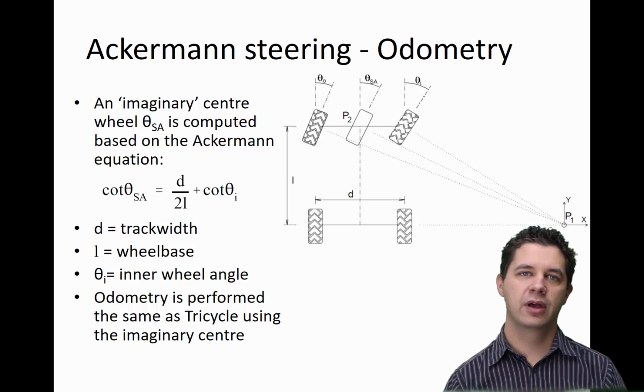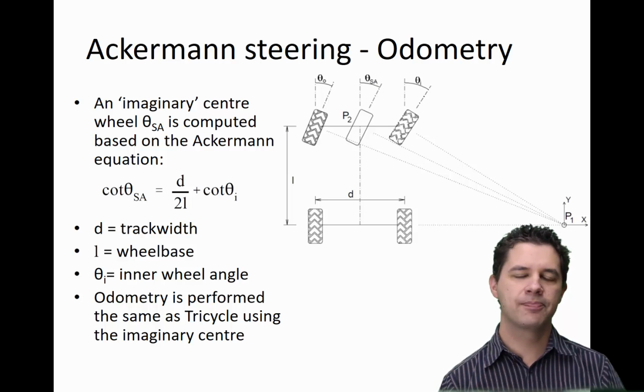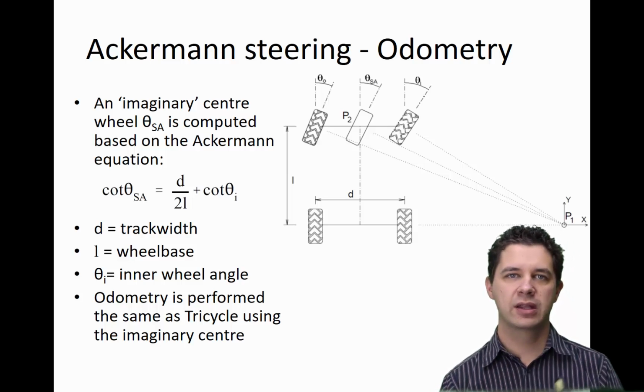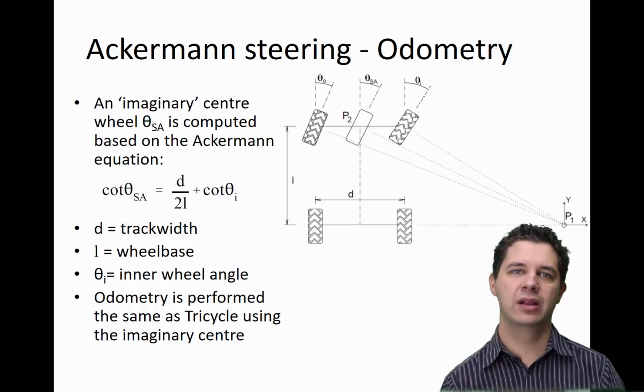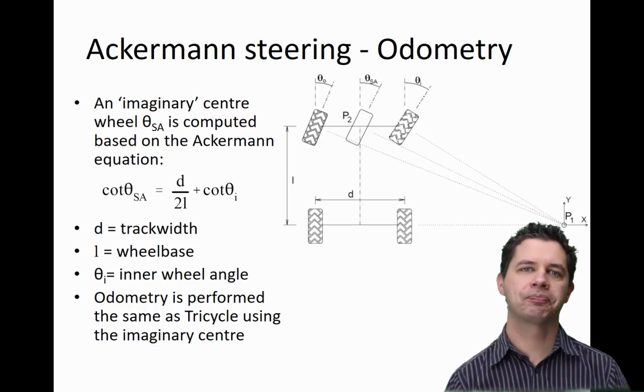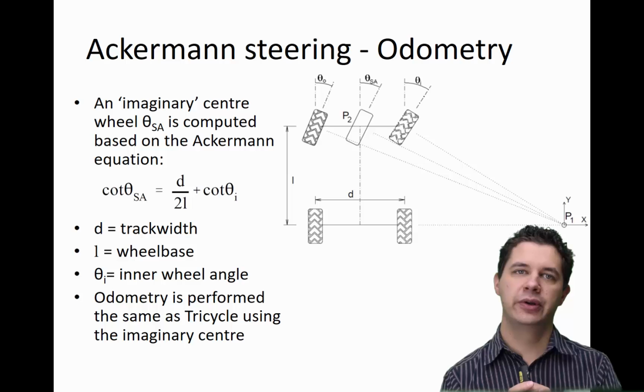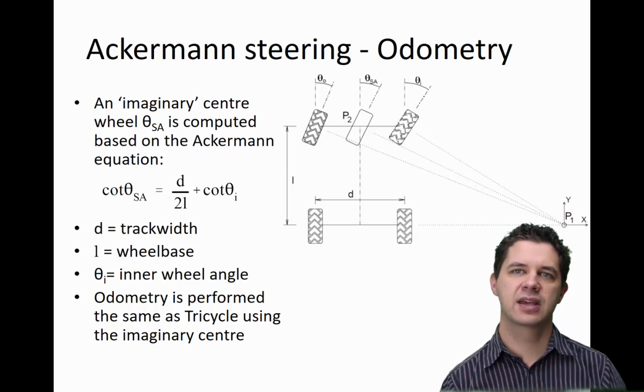So we've got the formula there based on the track width and the wheelbase and the inner wheel angle. We can compute this for the outer wheel angle as well if we want to, and we'll get exactly the same result to give us the angle for our imaginary wheel, theta SA in this case.